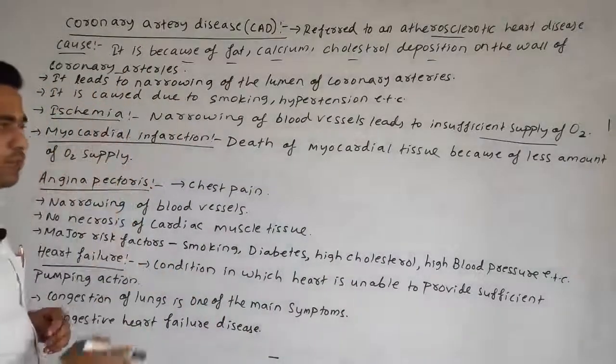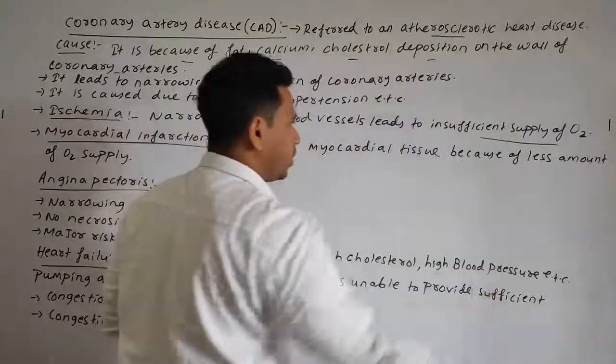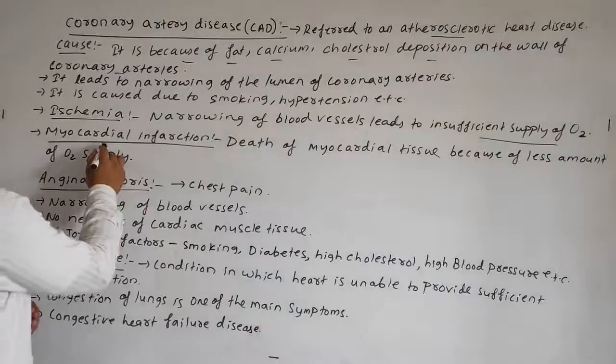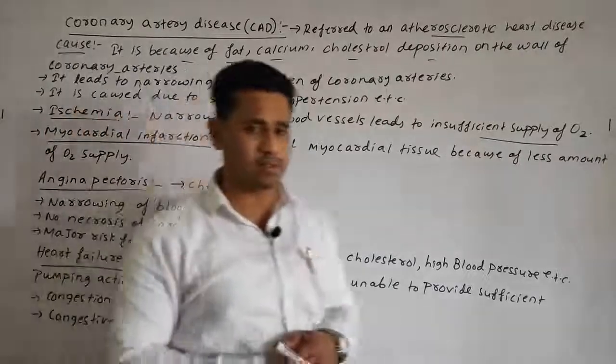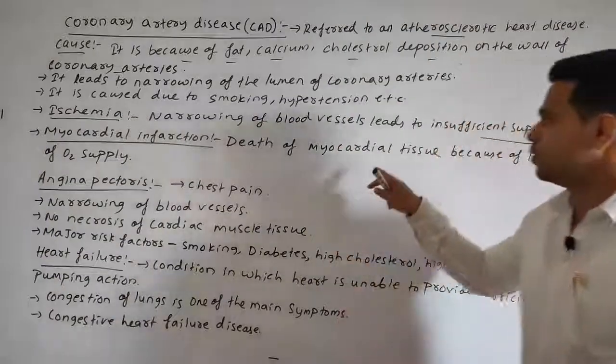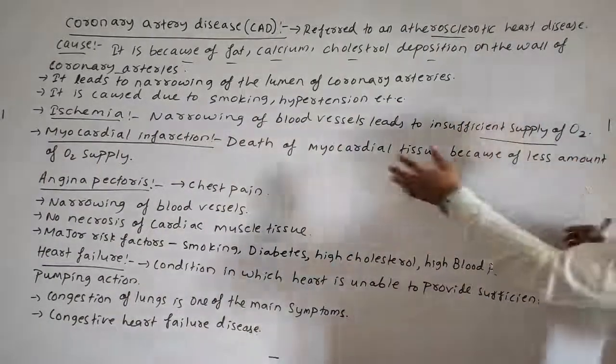It is the condition in which the narrowing of the blood vessel takes place, which leads to an insufficient supply of oxygen. And also in this, myocardial infarction takes place. Means what? It is the case in which the death or damage of the myocardial tissue takes place. Because of which factor? Due to the lesser amount of O2 supply.